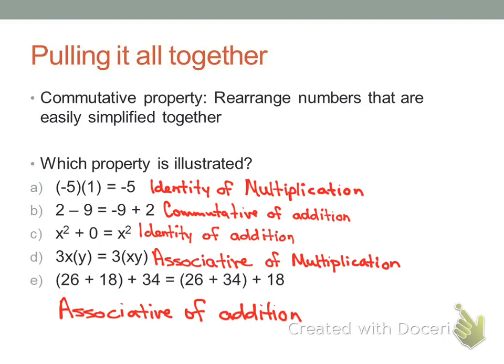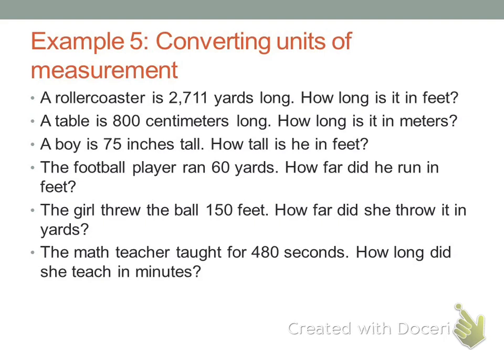All right, and then last but not least, we have example 5. Converting units of measurement. If a roller coaster is 2,711 yards long, how long is it in feet? What do I need to do to figure it out? I need to multiply by 3. If a table is 800 centimeters long, how long is it in meters? What do I do? Centimeters to meters. Divide by 100, because there's 100 centimeters in a meter. What about inches to feet? How many do I need to divide by?